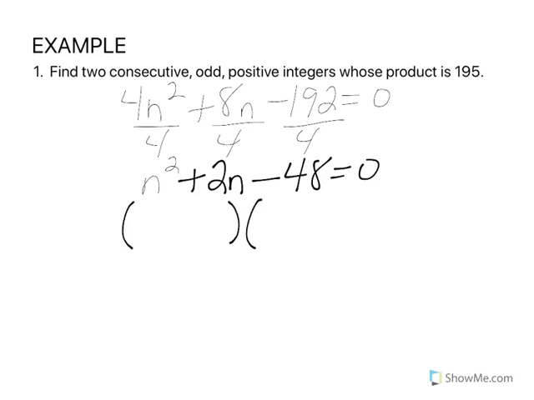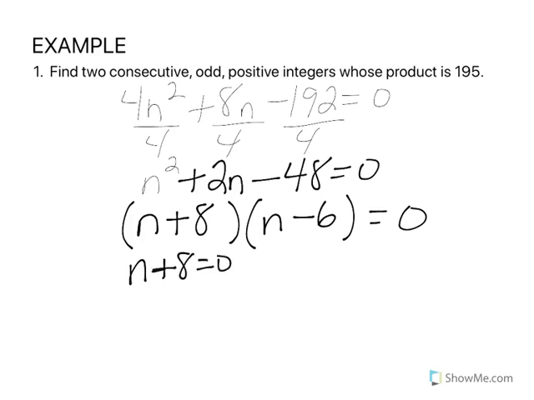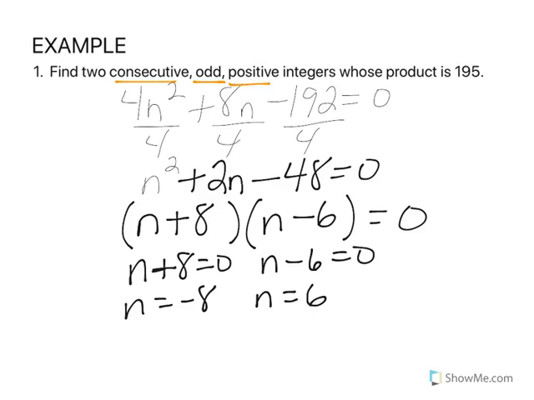Two numbers that multiply to give me negative 48, but when you add them, give you positive 2. So we'll have n plus 8 and n minus 6. And you'll set each of those binomials equal to 0 and solve for n. So we'll get n equals negative 8 and n equals 6. Now, going back to our problem, consecutive, odd, positive integers. So we want positive answers. Negative 8 will not give us a positive answer. So we could actually cross that out.